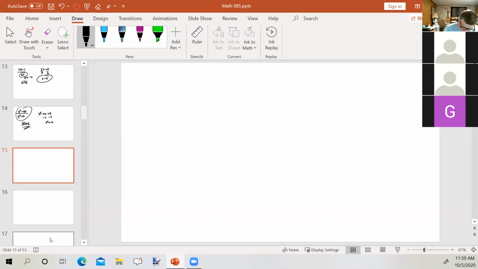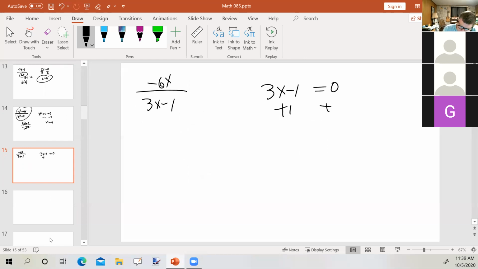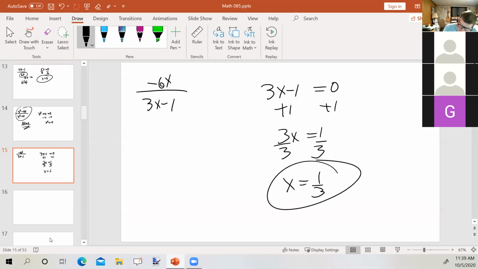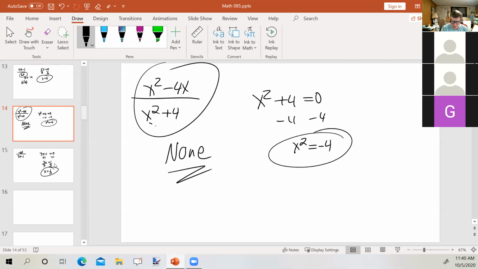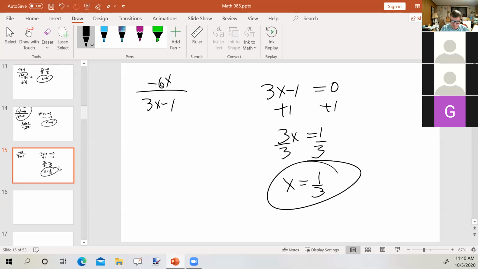How about this one? Any real numbers for which the rational number is undefined. So again, when would the denominator be 0? When would that be 0? Well, when x is 1/3. 3 times 1/3 is 1, 1 minus 1 is 0. So basically you're taking the denominator, setting it equal to 0, and then solving it, if you can. Back here, there was no real number solution, but here it was 1/3.